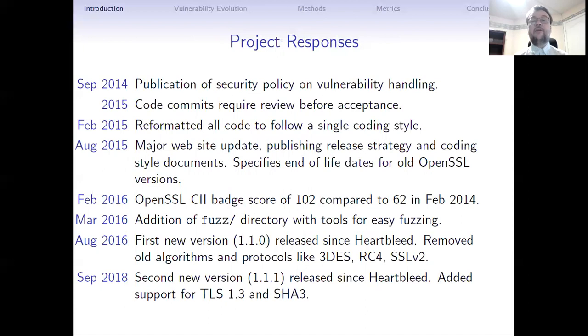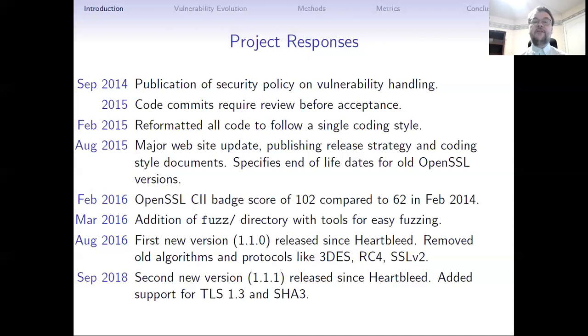The project itself responded in 2014 by publication of a security policy, but we don't really see an effect in terms of the code or policies yet. What we had initially was the hiring of full-time developers. Before Heartbleed, the project had no paid developers and subsisted on about $2,000 in donations, which is incredibly small for a project used by billions of devices and that much of the internet depended on for its security.